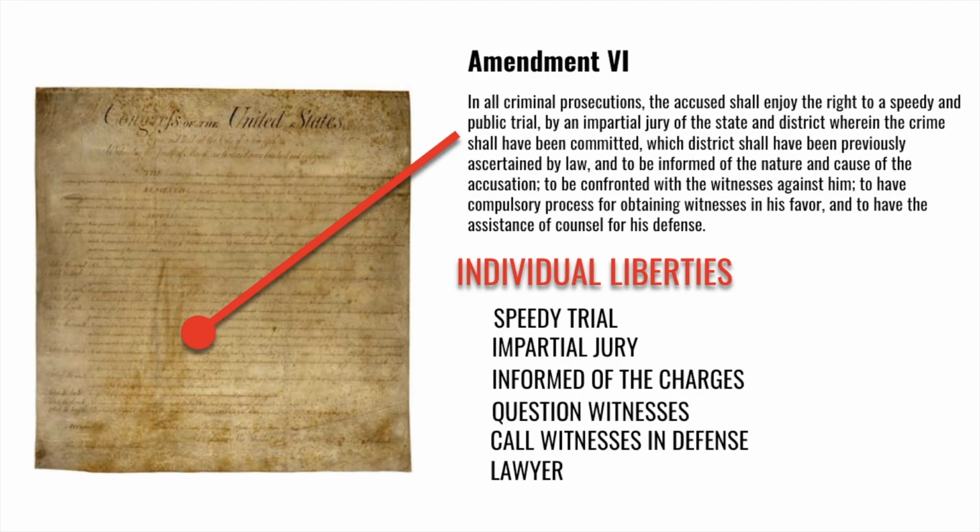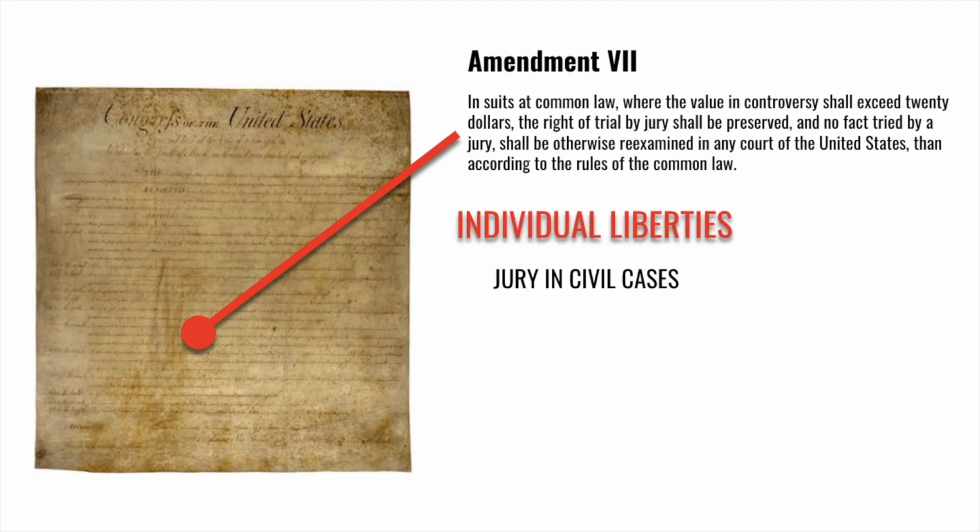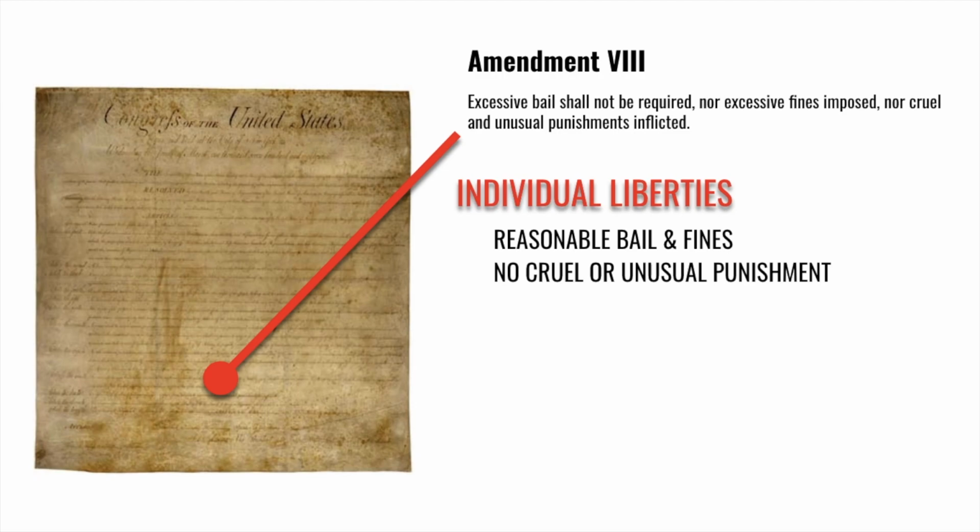The Sixth Amendment also provides a long list of civil liberties. You have the rights to a speedy trial, an impartial jury, to be informed of any charges levied against you, to have the right to question witnesses who are there to testify against you in any trial, as well as to call witnesses in your own defense, and of course, you have the rights to a lawyer. The Seventh Amendment guarantees your right to have a jury in a civil case. That's a case between you and somebody else. The Eighth Amendment provides you protection against excessive bail and fines, as well as cruel or unusual punishment.